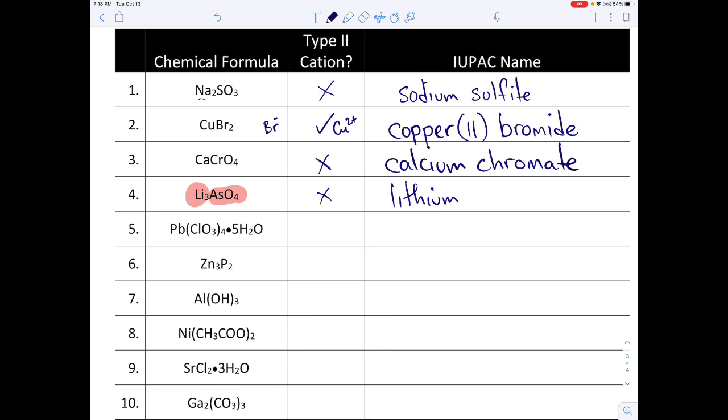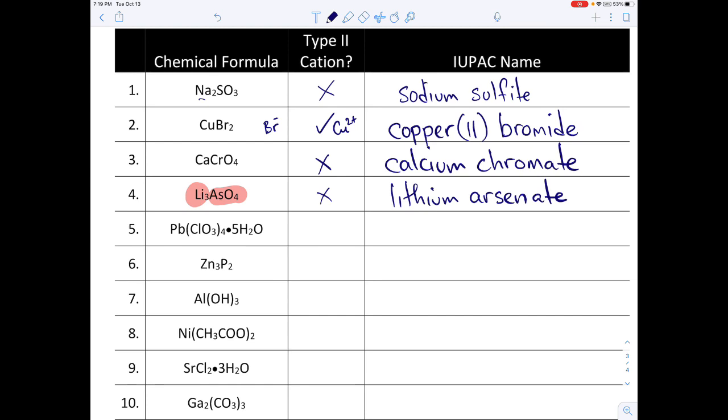And AsO4 is clearly a complex ion. It has 5 atoms, 1 arsenic and 4 oxygens. So we look it up in our data booklet, page 6. It's called arsenate. So lithium arsenate. Notice that other than type 2 cations, we don't even care what the charges are when we write the names. The only time we worry about the charges is to figure out the charge on a type 2 cation.